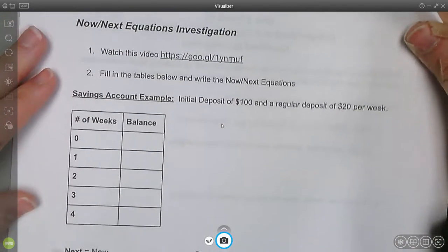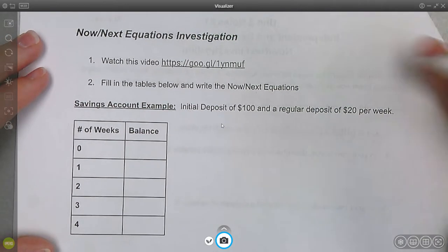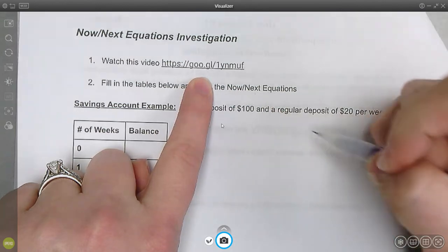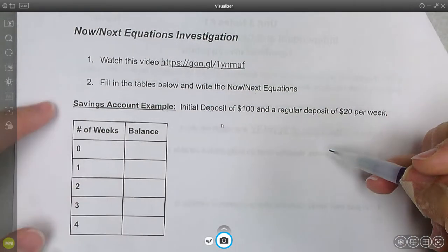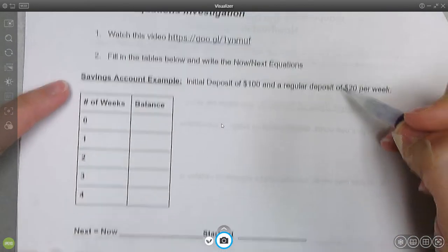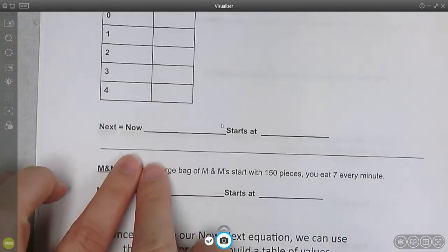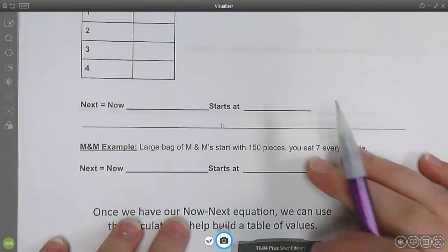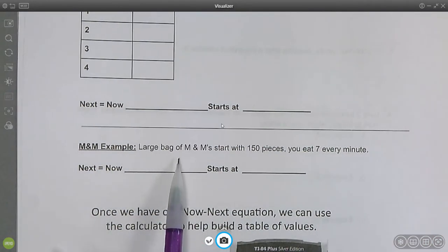This next page, so we're going to learn something called now-next equations. And this short video will show you how that works. So based on that video, you should be able to fill out all the way to this line. Okay, so then you have this M&M example. Again, you should be able to fill out the now next from the video above.